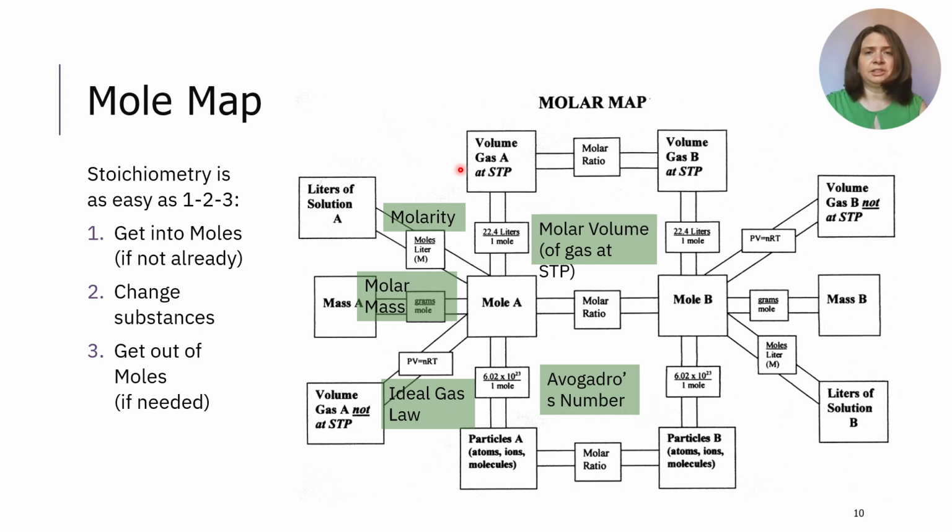At first glance, the mole map may look very overwhelming. However, stoichiometry really is as simple as 3 steps. Step 1, get into moles if you are not already in moles. Step 2, change substances. For that, you will always use the molar ratio from the balanced chemical equation. And finally, step 3, get out of moles, if necessary. If you remember these 3 steps, most stoichiometry problems follow the same process.